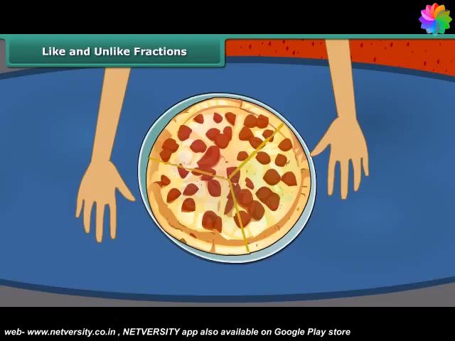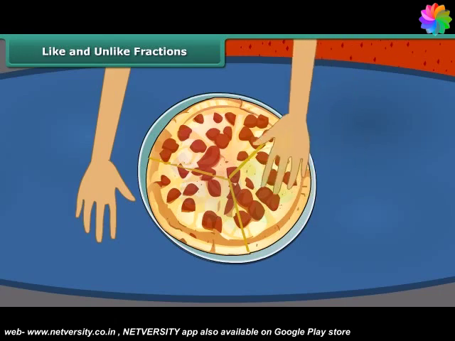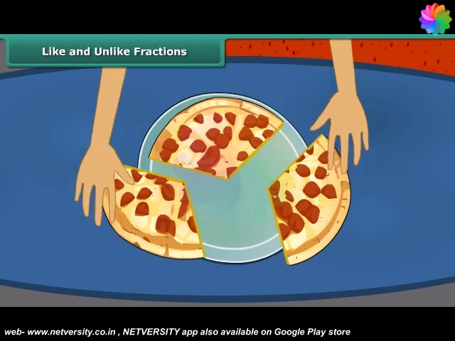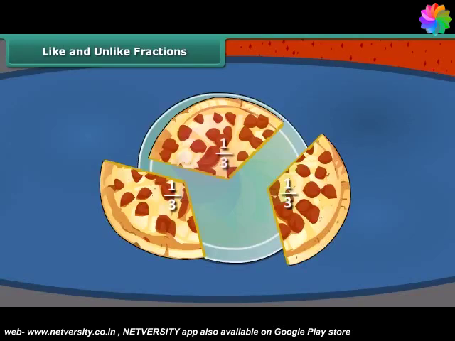Looking at the question we asked earlier, we can say that each of them, Rahul, Rima and Nina, received 1/3 part of the pizza. Notice that this is also an example of like fractions.